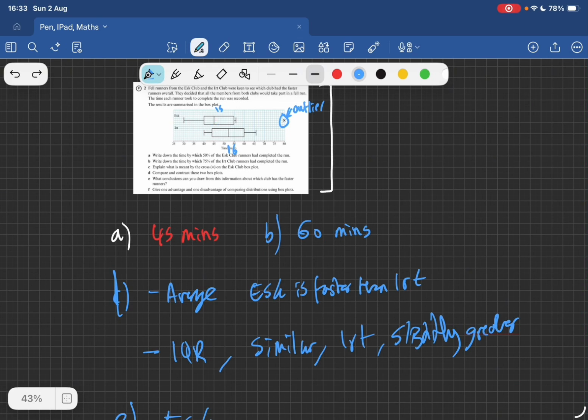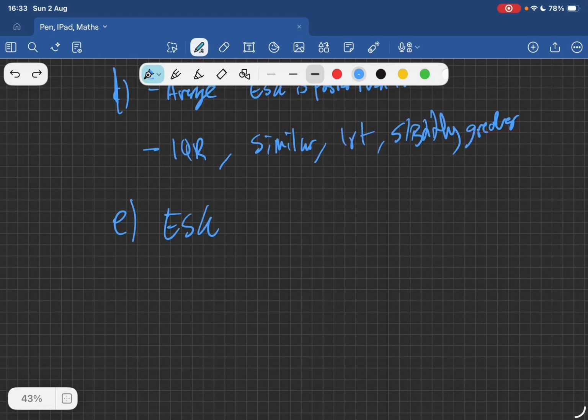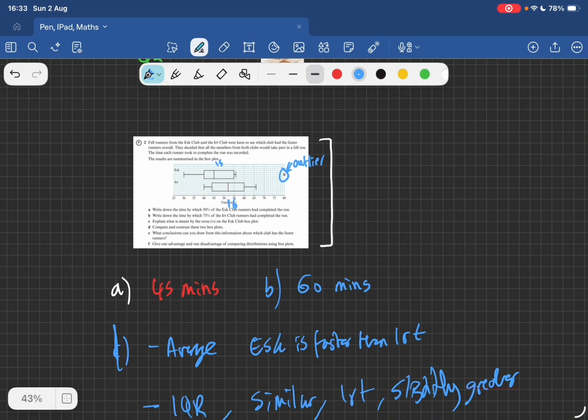And give one advantage and one disadvantage of comparing distributions using box plots. There's quite a few here. If we're just looking at positives, it's clear, easy to understand. It's quite nice. It uses range and median values, which are quite helpful because those are our two comparison points: how spread out the data is and where it's on average going to lie.